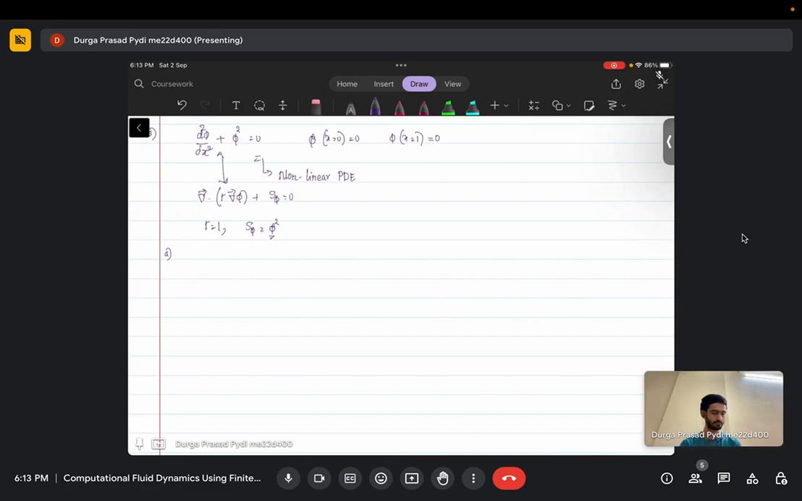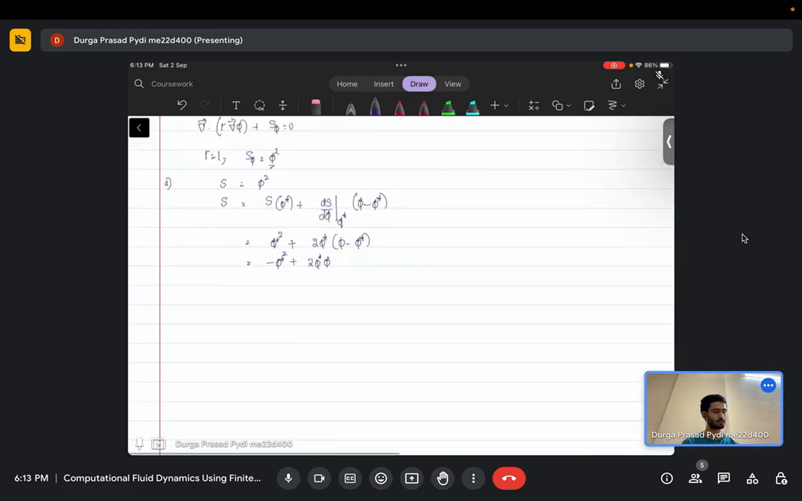We use Taylor series. My S is given by phi square. So we write it as S of phi star plus dS d phi calculated at phi star, and we just take the first term. So this is phi star square plus 2 phi star times phi minus phi star. This gives you minus phi star square plus 2 phi star phi. So this is my source term.